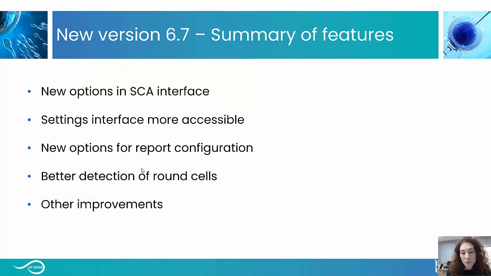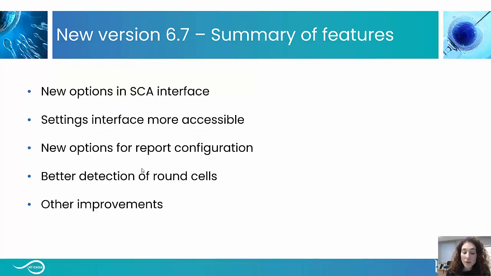So in summary, what are the features of this new version 6.7? Well, we are going to find new options in the SCA interface. It will be possible to have access to our website and also to have more access to the settings. For example, now they are all together in one option of the system, so it will be easier to manage in general by the administrator.